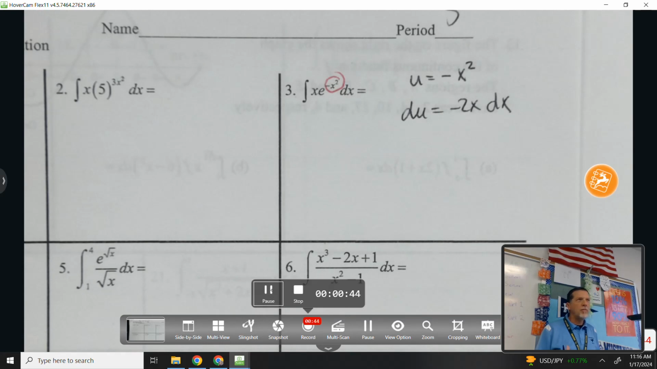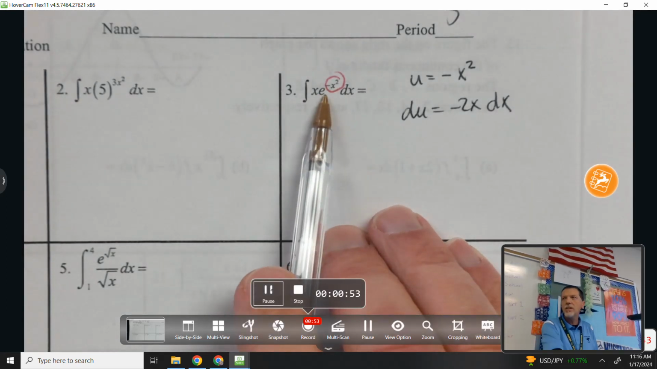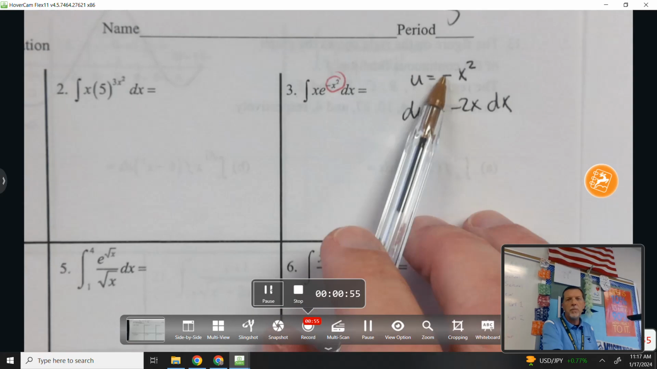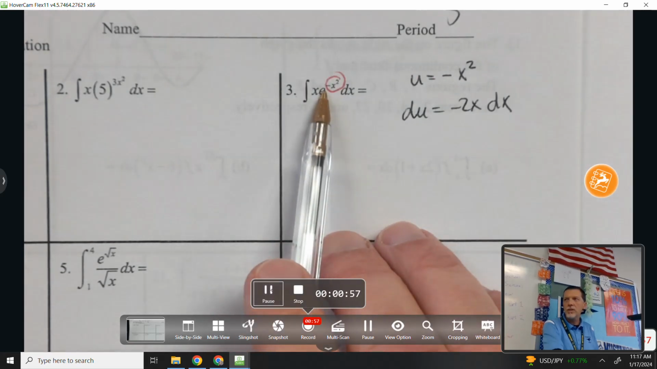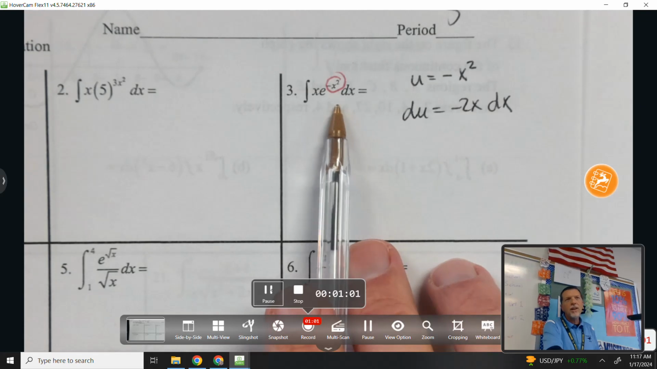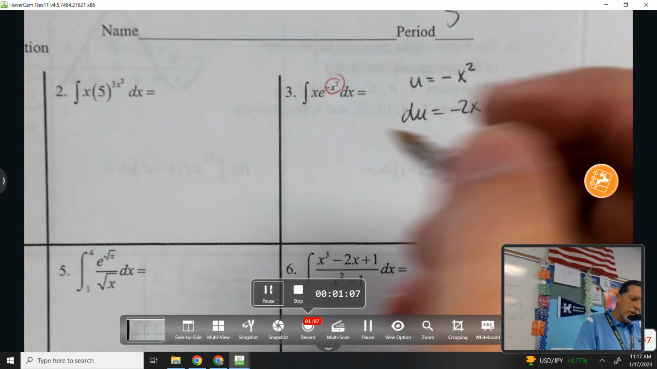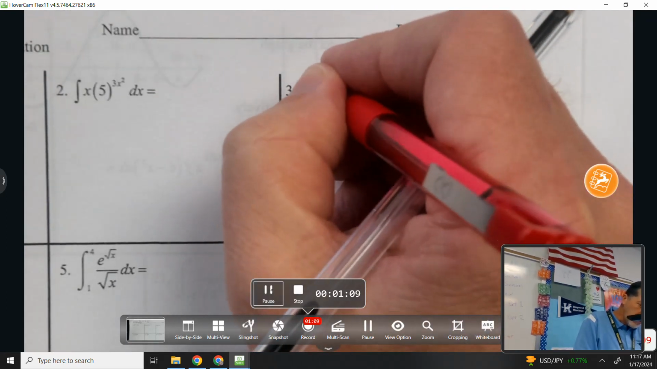Remember, you have to keep three things in mind when you're picking u. You want to pick u to make your integrand simpler. You want du to show up. And you want the integrand to be something that you can integrate. You have to think about all three of those things while you're picking u. But this one's pretty close.